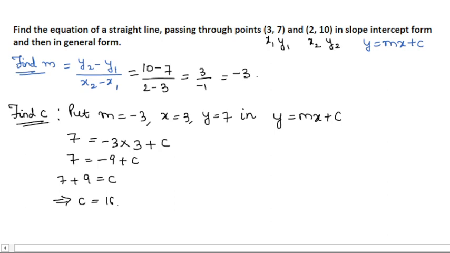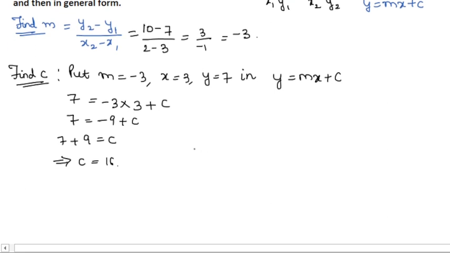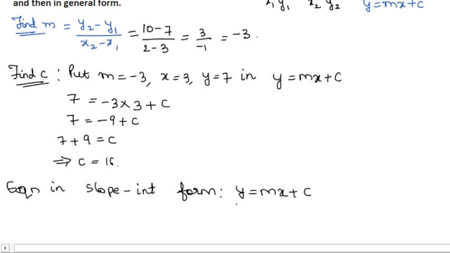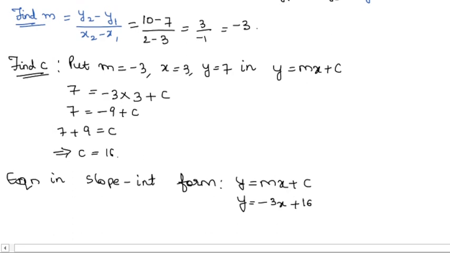Now to find the equation, all I need to do is to substitute the values of m and c in. So the equation in slope intercept form is y is equal to mx plus c, and I substitute y, in place of m I substitute negative 3, x plus, in place of c I substitute 16. So this is my equation in the slope intercept form.